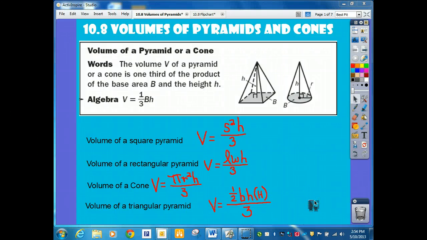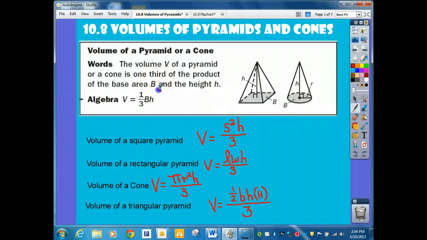Okay, on the back side of your notes, 10.8 today, volume, not surface area. We're doing volume of pyramids and cones. So on the back side of your notes, you have that blank page. I want you to write down these 4 formulas that I have broke down for you.